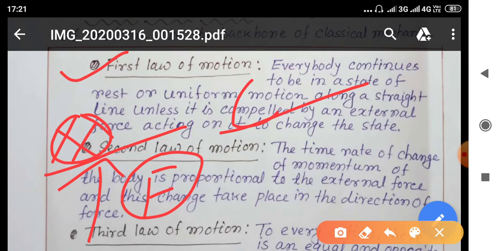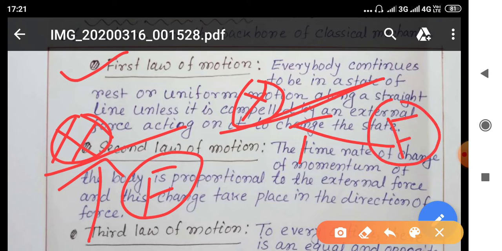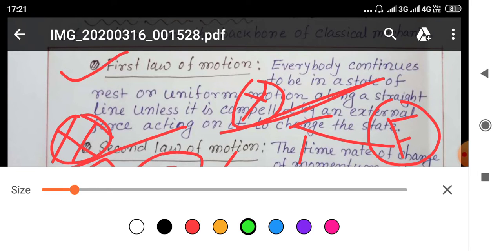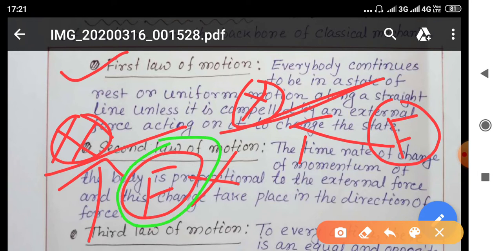Similarly, if an object is in motion, if we want to stop it, then we have to apply a certain external force against the movement of that object. So without applying any force, the object will stay in its present condition, and this is the first law of motion.